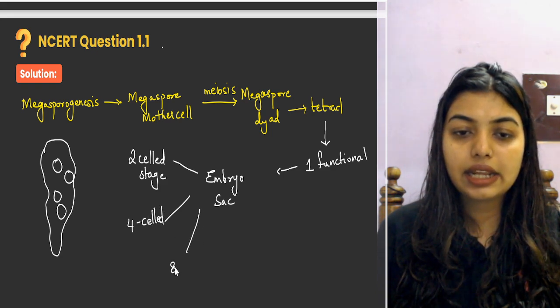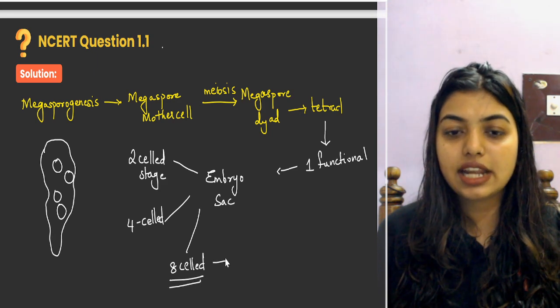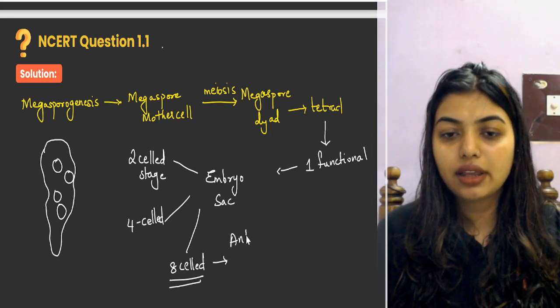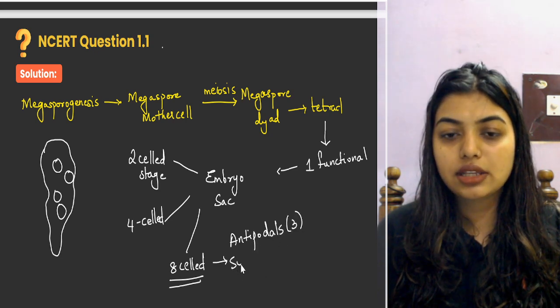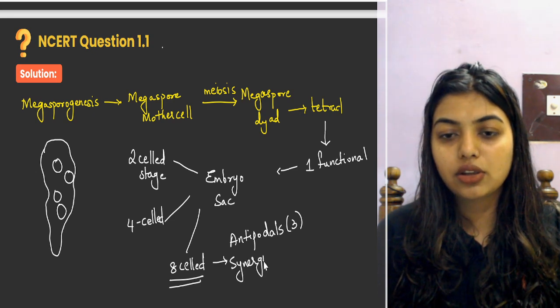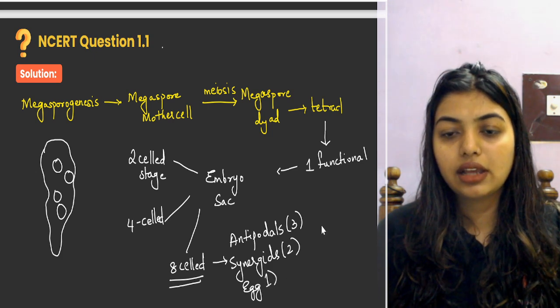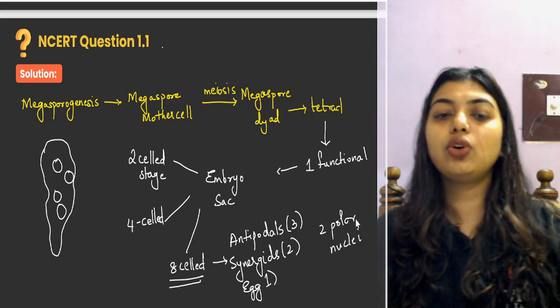And then they had the 8-cell stage. This 8-cell stage led to the formation of your antipodals and synergids. Three of them became antipodals, and two of them became synergids, one egg and two polar nuclei. Yes or no? So this you have to write.